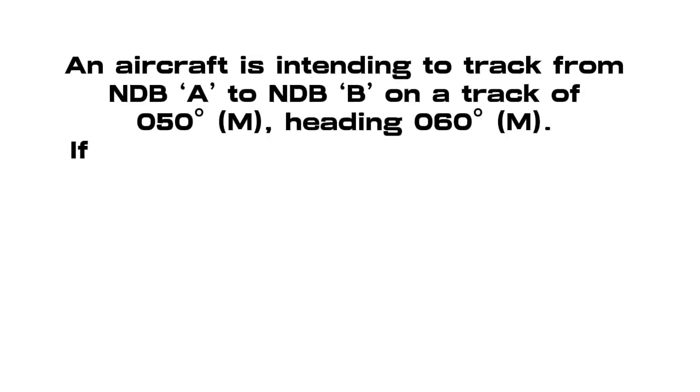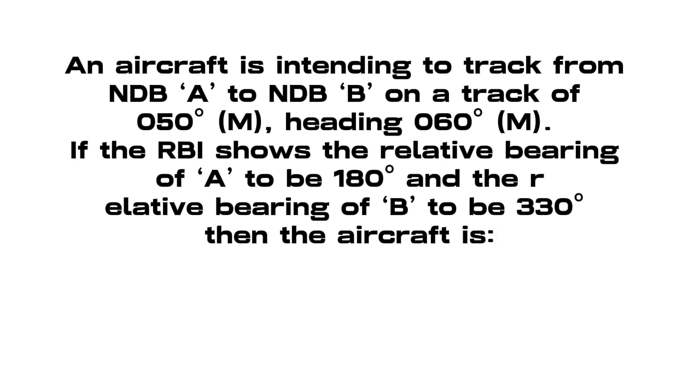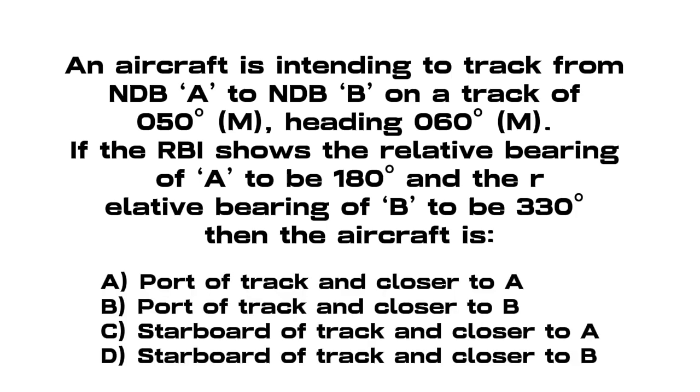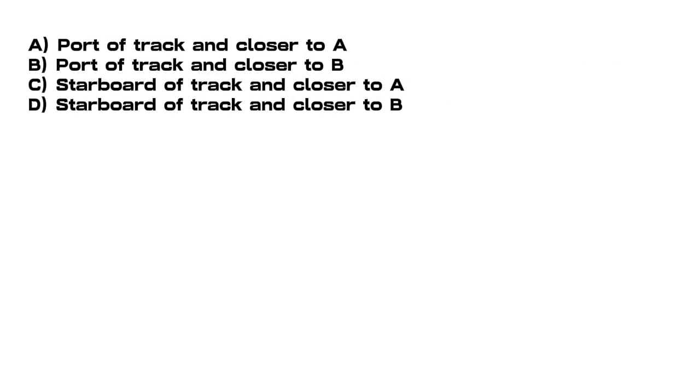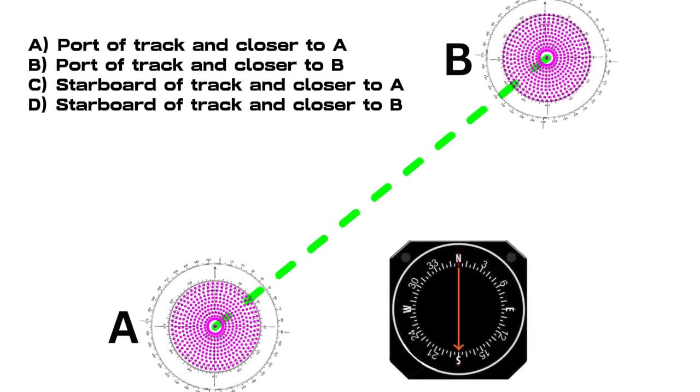Last question. An aircraft is intending to fly a 50 degree track between two NDBs. Current heading is 060. The RBI shows a relative bearing of 180 to station A and 330 to station B. Where is the aircraft? So here's the 50 degree track between two NDBs. The relative bearing of 180 shows that station A is directly behind the aircraft. Since we know our heading is 060, we can draw a line from this NDB at 60 degrees. The aircraft position will be somewhere on this line.